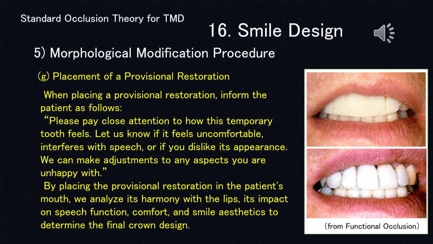G. Placement of a provisional restoration. When placing a provisional restoration, inform the patient as follows. Please pay close attention to how this temporary tooth feels. Let us know if it feels uncomfortable, interferes with speech, or if you dislike its appearance. We can make adjustments to any aspects you are unhappy with. By placing the provisional restoration in the patient's mouth, we analyze its harmony with the lips, its impact on speech function, comfort, and smile aesthetics to determine the final crown design.